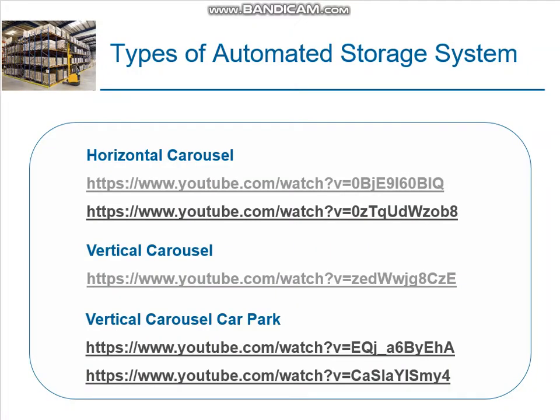Okay, there are several other carousel systems you may watch at your convenience. Apart from the horizontal carousel system that we have just watched, there are also vertical carousel systems, and not only is it limited to factory usage, but nowadays even car parking systems have been utilizing vertical carousel systems in order to optimize the storage.